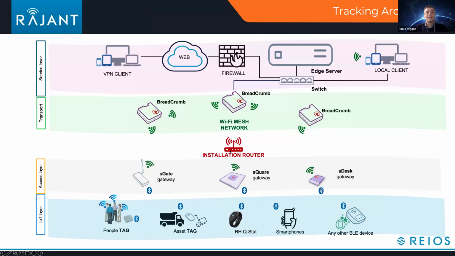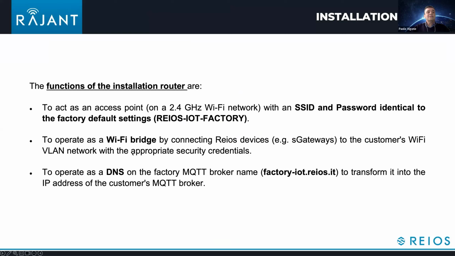The installation router also allows the gateway to go to the edge server MQTT IP address, and to do that, the installation router operates as a DNS to transform the default MQTT factory address to the customer MQTT broker address.